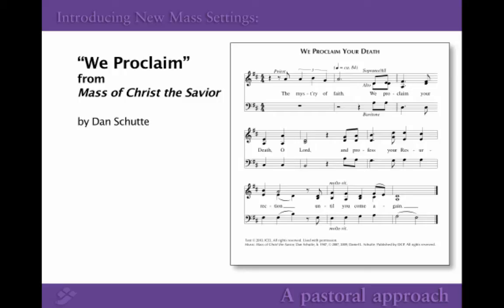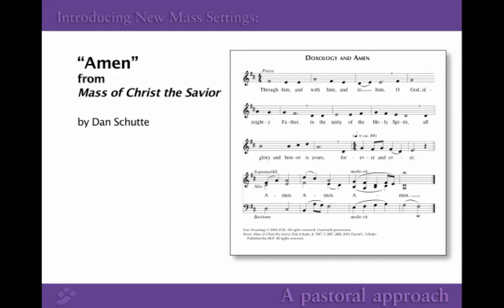So this Mass setting in particular has such a strong melodic motif that by this point, I think people are going to get it. Let's now go into the Great Amen. What we used to call the Great Amen is now simply called Amen. We're going to sing the doxology, and the priest will hopefully have learned this beforehand. I'm going to talk about that a little later. And again, we'll sing the Amen twice. We're going to demonstrate now the priest's part of the doxology, and then go right into the Amen.